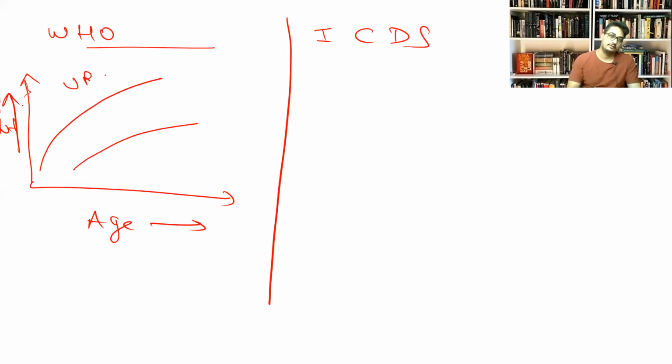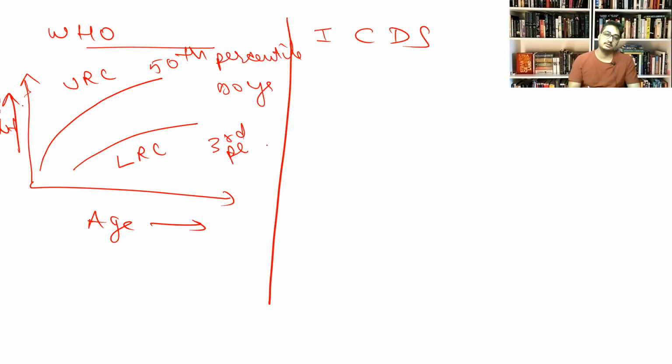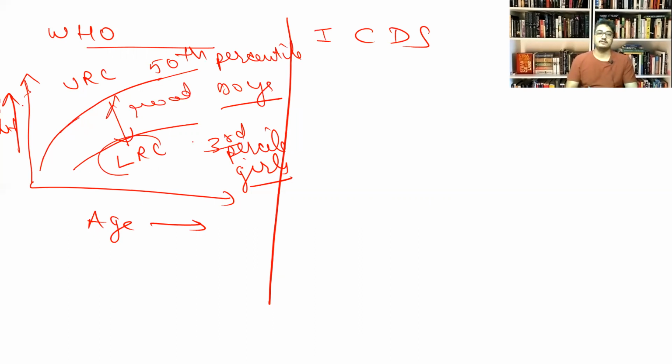Upper curve is called upper reference curve and the lower curve is called lower reference curve. Upper reference curve is the 50th percentile of boys, while lower reference curve is third percentile of girls. So remember, this is for boys, this is for girls, this is 50th percentile, this is third percentile. So the area between these two is the road to health. At the same time, we should remember this lower reference curve is in fact 2 standard deviation lesser than the upper reference curve.